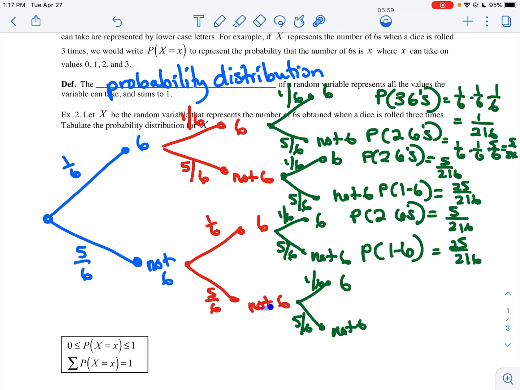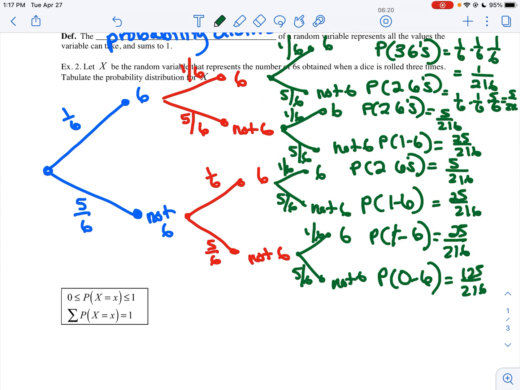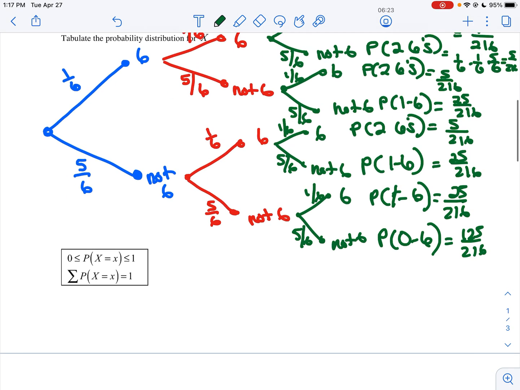Then not a 6, not a 6, and a 6. So that's the probability of getting 1 six. So it's 25 out of 216. And then the last one, not a 6, not a 6, not a 6. That's no sixes. That would be, what, 125 out of 216. So let's create a probability distribution.